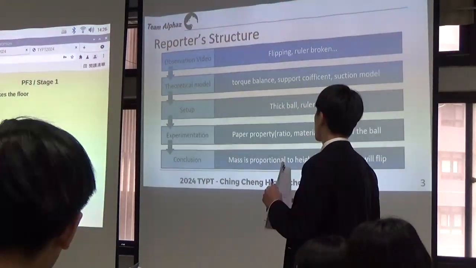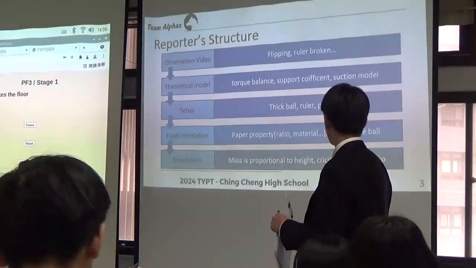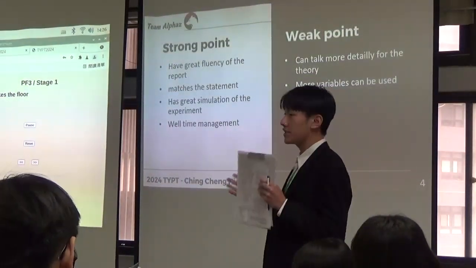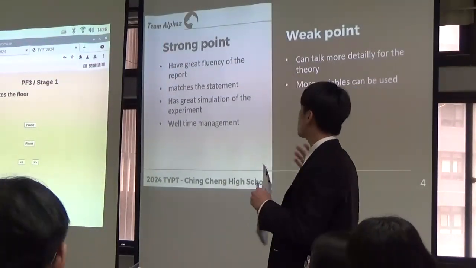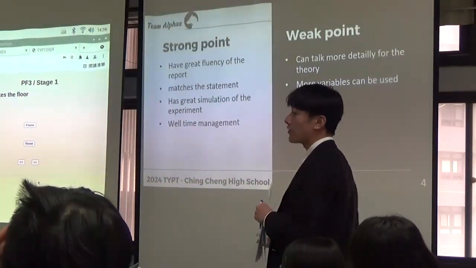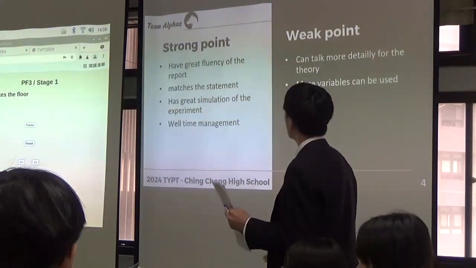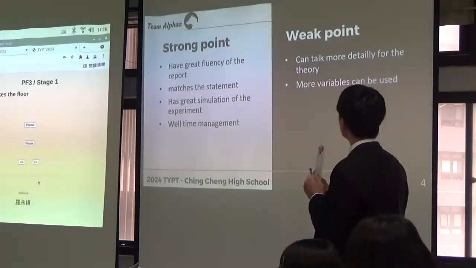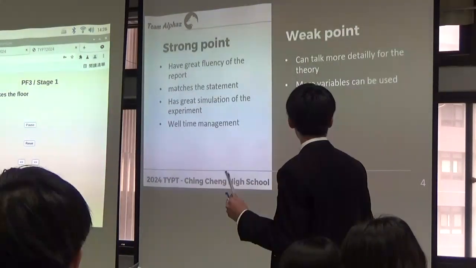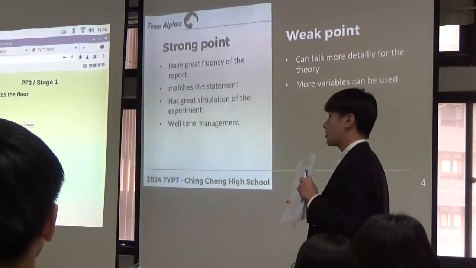For the conclusions, they conclude that the mass is proportional to the height, and the critical height will cause the flip of the ruler. For the strong points, they have great fluency in the report, and their experiments match what the problem statement asks. They also have a great simulation of their experiments to verify their pressure zone information, and they have good time management. About the weak points, they could give more detail on the theory, and there are more variables that can be discussed. So let's move on to the discussion part, shall we?